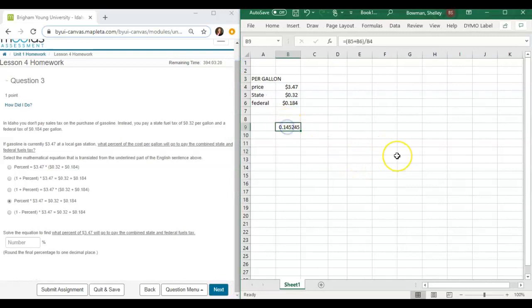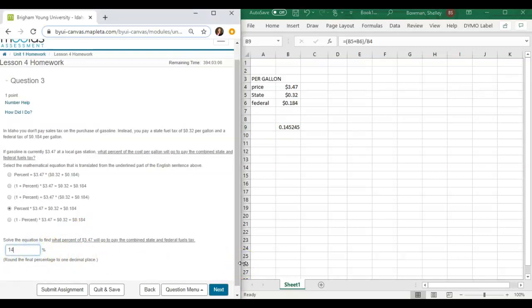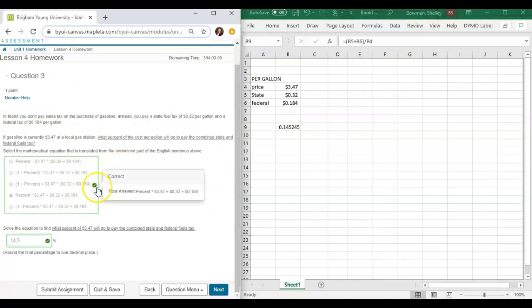Okay, so this here is a decimal, 0.145. Now, because it's asking for the percent, I need to move the decimal to the right 2 places. So I'm going to move it 1, 2, which gives me 14.5%. And it's asking around the final percentage to 1 decimal place. So we're going to type in 14.5. That's rounded to 1 decimal place. You can do that so that you can see the green check marks.